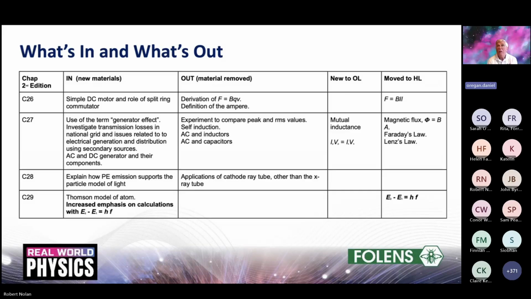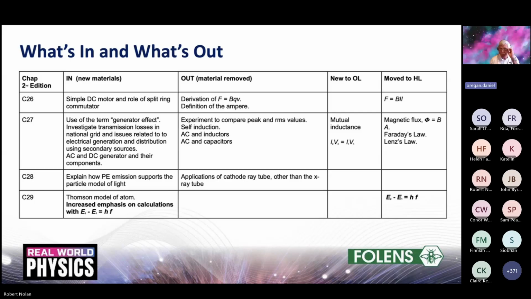New to ordinary level on paper anyway is mutual inductance. They knew about it anyway from the transformer on the old course, but it is specifically mentioned here that they need to know the word. Also, the formula IP VP equals IS VS is specifically mentioned in the syllabus for both ordinary and higher level. In the old syllabus, it wasn't specifically mentioned, but I think it was accepted that pupils needed to know it.